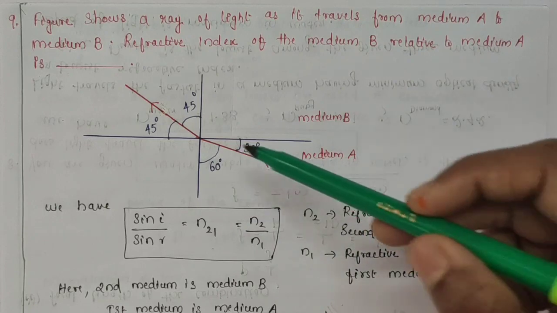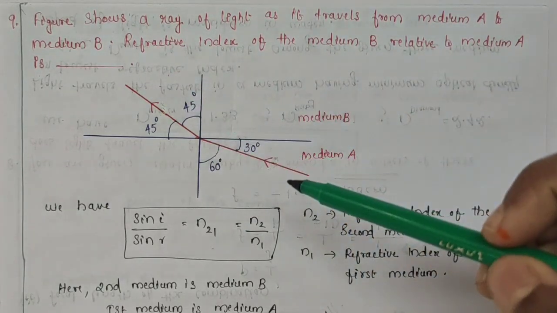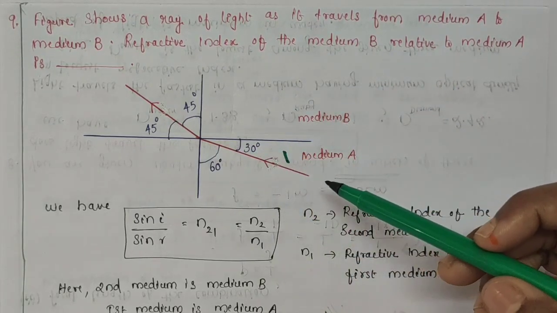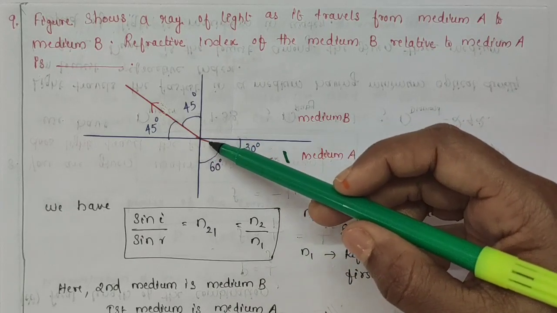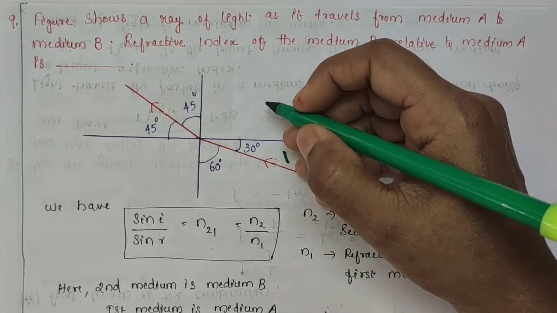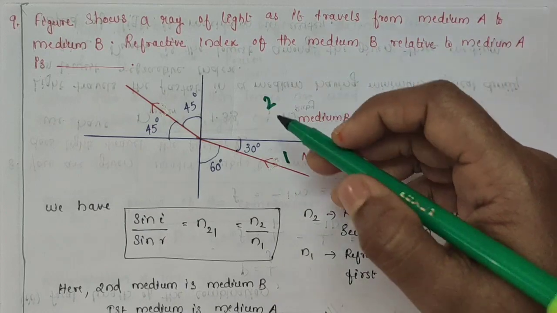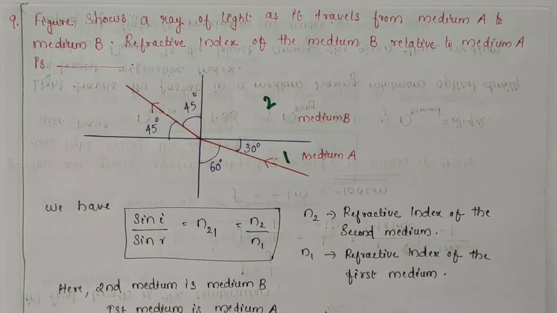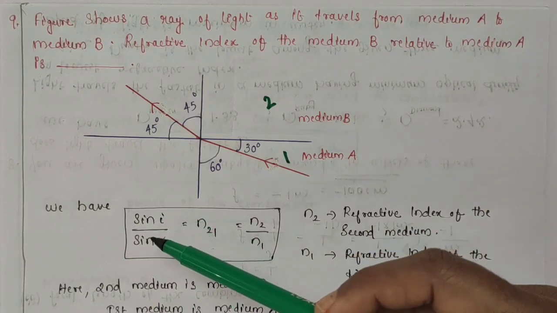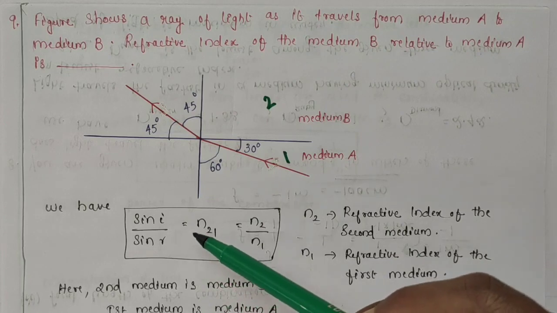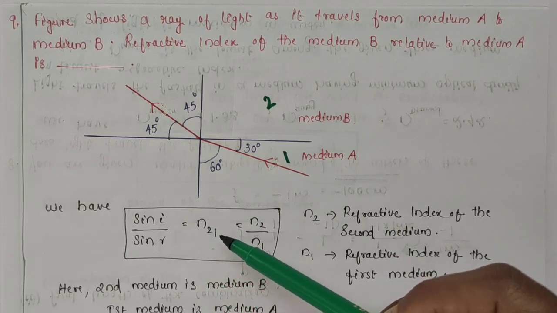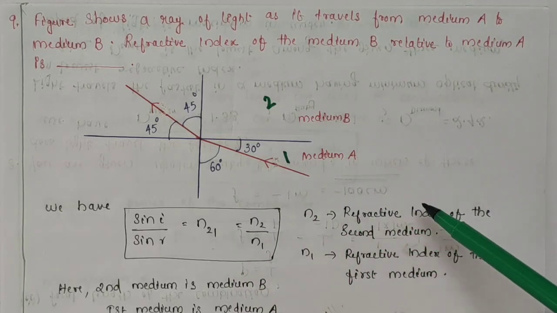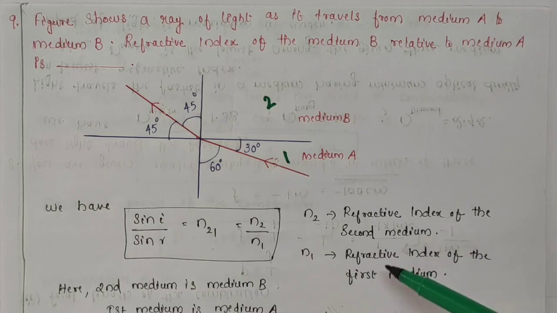See, light travels from here and gets refracted here. So this can be taken as the first medium, because light is coming from this first medium, entering into this interface and gets refracted in the second medium. So refraction is taking place in medium B. So this can be taken as the second medium. This can be taken as the first medium. Now from Snell's law we have sin I by sin R equal to a constant, which is the refractive index of the second medium with respect to the first medium, which is equal to N2 by N1. Where N2 is the refractive index of the second medium, N1 is the refractive index of the first medium.